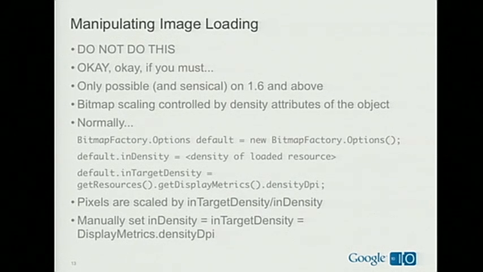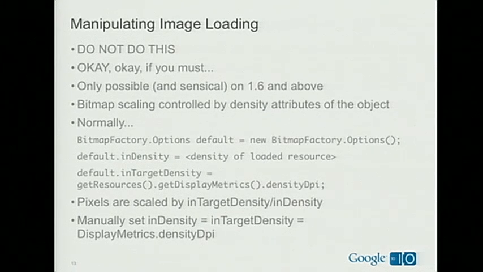So the in density is the density that the system believes the resource was designed for. If it plucks a resource out of the medium density drawable folder, it's going to assume that this was intended for medium density. And then the in target density is the density of the screen that this input is targeted to be displayed on, so typically the screen on the phone. Whether or not the system is going to scale this when it's rendered to the screen is dependent on the ratio between these two values.